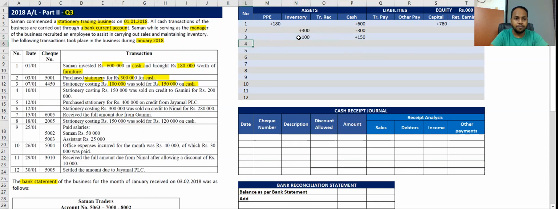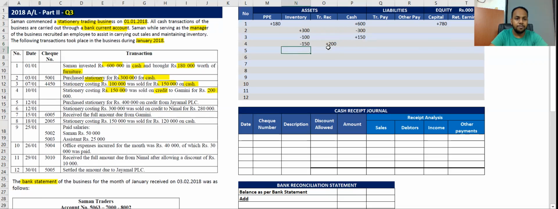Transaction number 4. Stationery costing 150 was sold on credit to Gamini for 200,000. So now we are giving 150,000 worth of stationery, sold on credit for 200,000. Then the debtor will increase by 200,000, and this will give a profit of 50,000 to the business. So it will increase the retained earnings, retained profits.